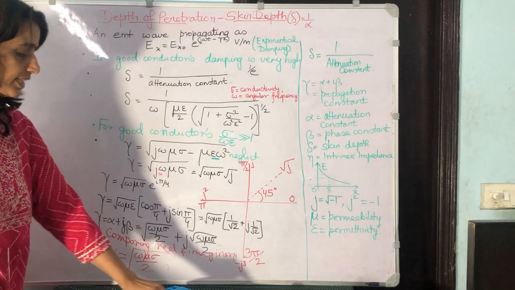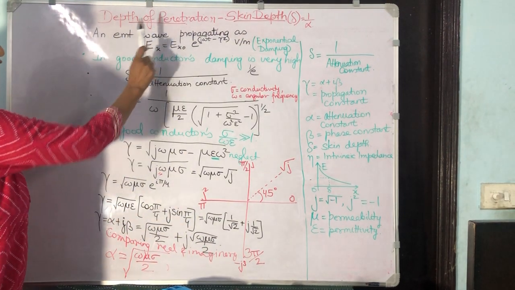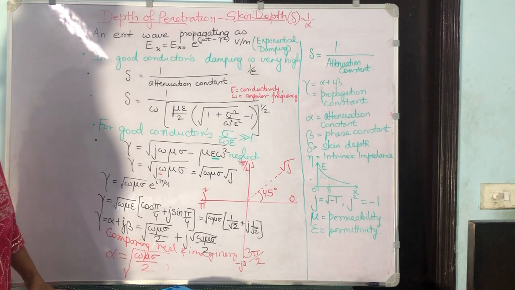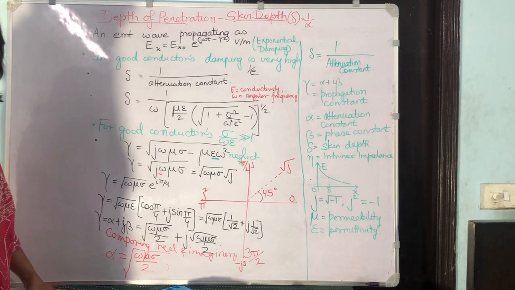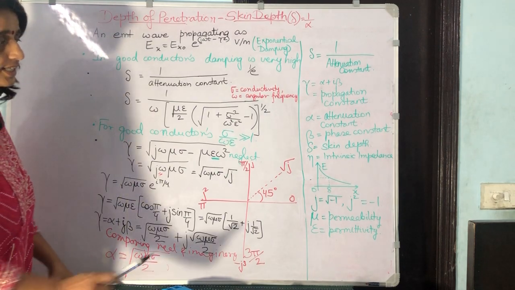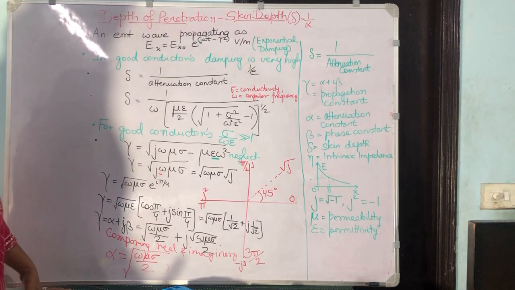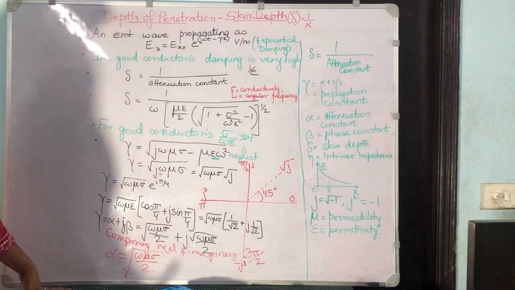Skin depth basically means the depth of penetration that has been undergone by the electromagnetic wave. That means how successful has the EM wave been in penetrating a medium, be it a conducting medium, be it a dielectric or an insulator.